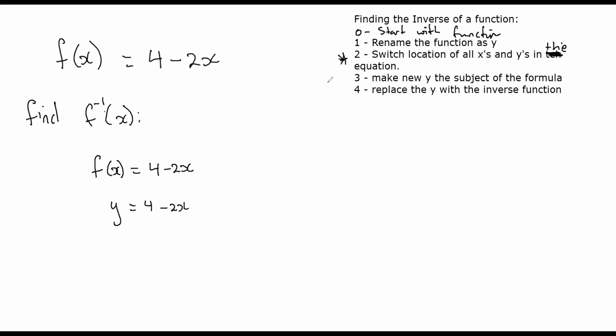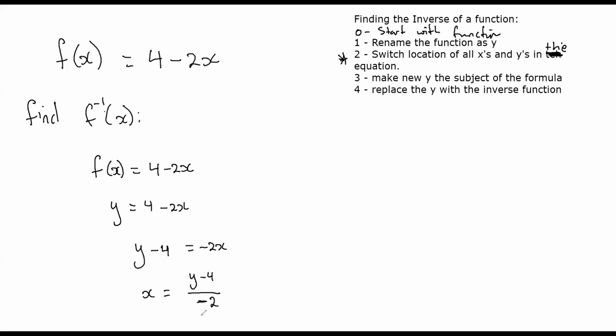If we were to make x the subject of the formula here, what would happen? y minus 4 is equal to negative 2x. And then what? x is equal to y minus 4 over negative 2.